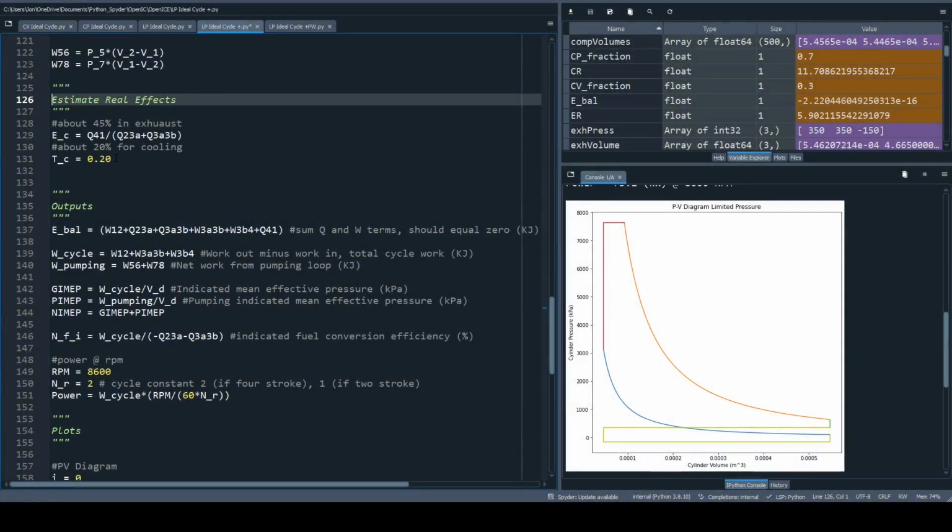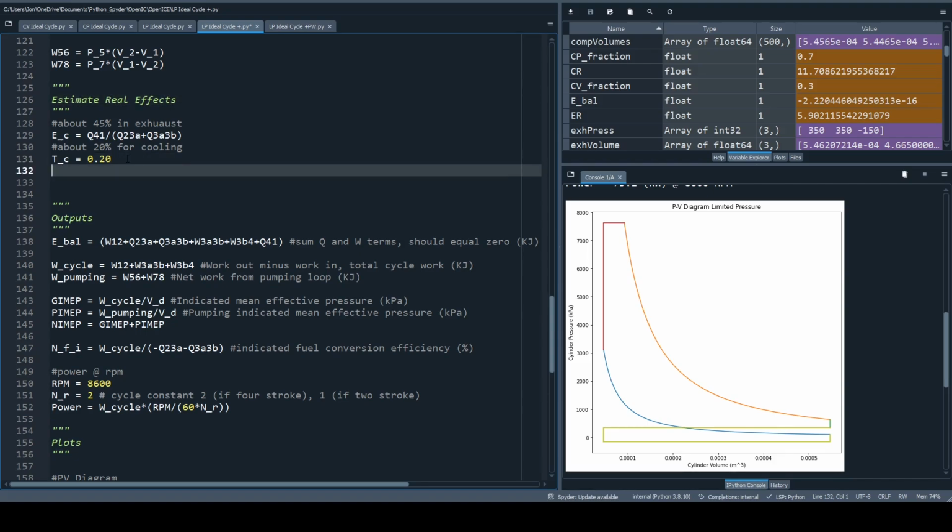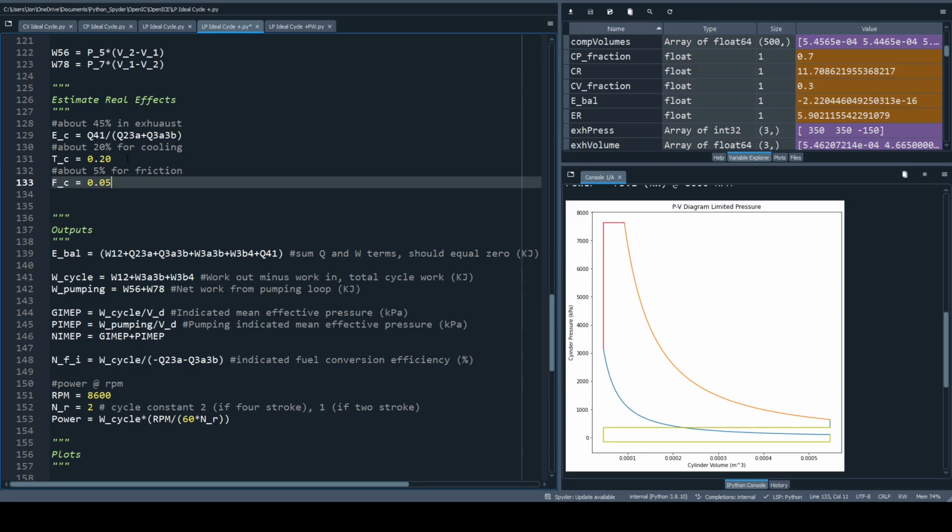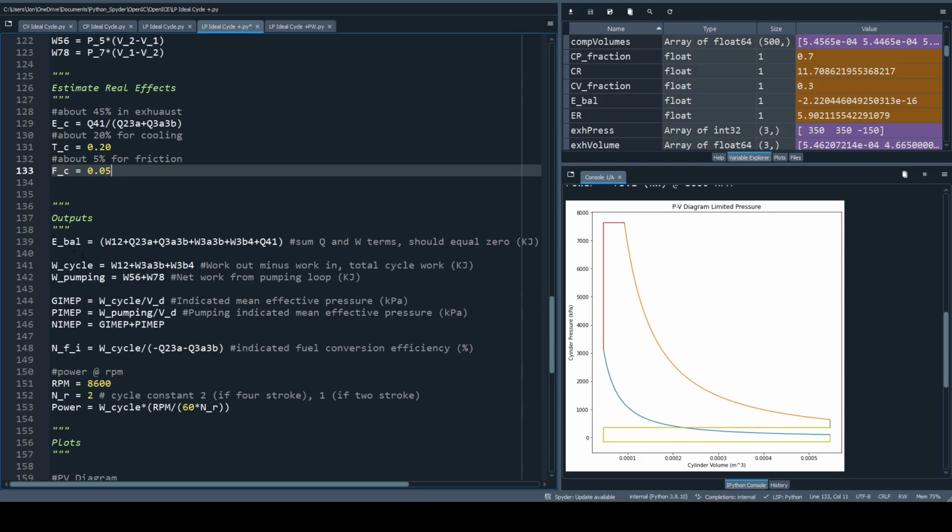So to account for friction, we're going to go back up to our real effects and add in our last new user-defined variable. That's going to be the F sub c. We're going to keep it at 0.05 for about 5% of the work going to friction. With this, we can develop our work from friction.